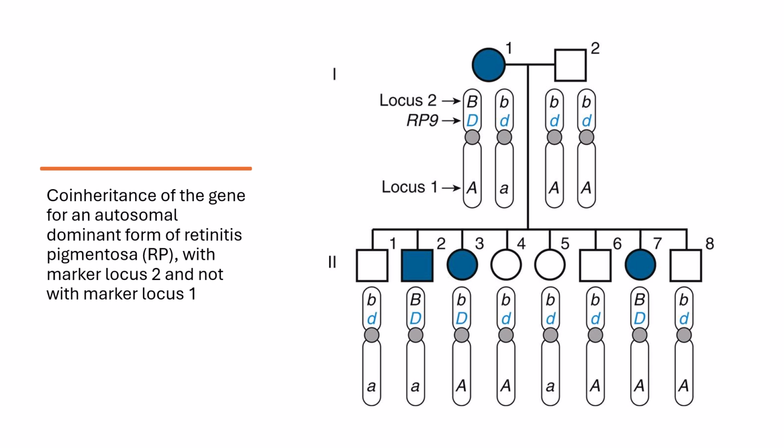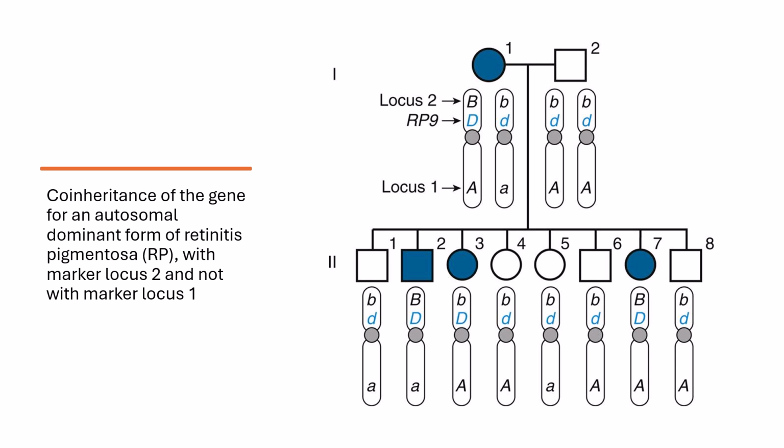Let's consider the first child. So generation 2, person 1. So this person does not have blindness, so does not have retinitis pigmentosa, and they have a lowercase b, a lowercase d, and a lowercase a. So we know that lowercase b, lowercase d, and lowercase a are not associated with retinitis pigmentosa. We can exclude those 3 now.